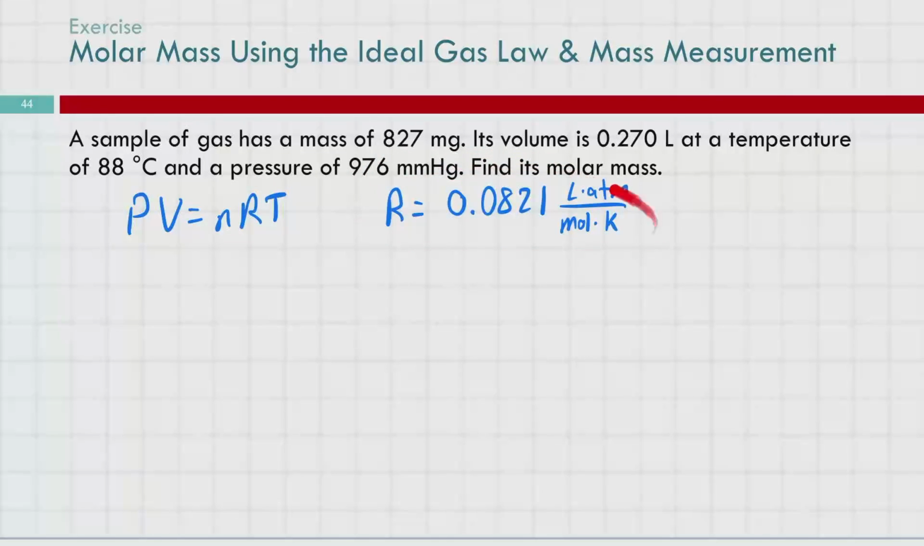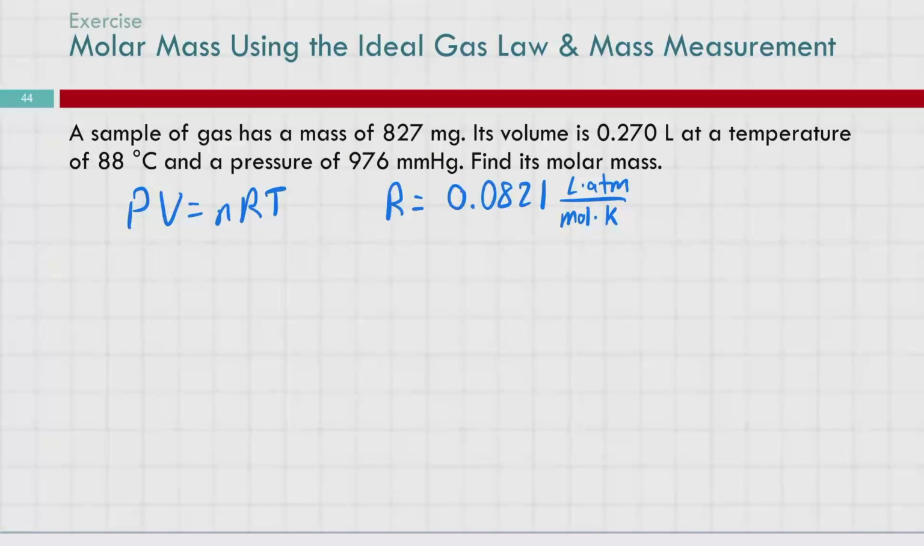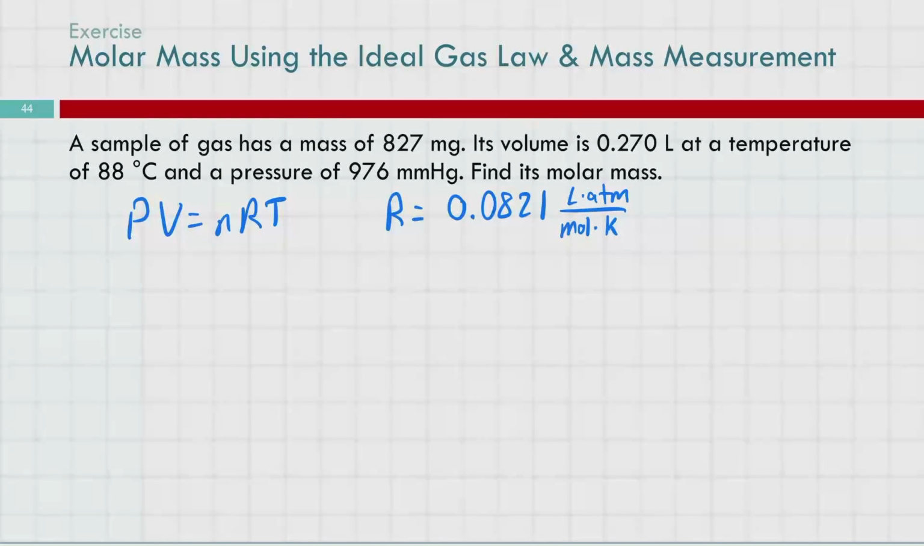P stands for pressure, V stands for volume, n is the number of moles, R is our ideal gas constant. That will always be given to you. It's often got these units, liters atmospheres per mole Kelvin. There's another version on your yellow sheet that has different pressure units. That's basically the only unit that you'll see changed for gas calculations. There are other versions of R that have what we would consider crazy units. We probably won't see those.